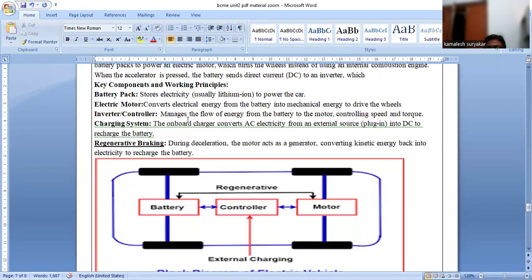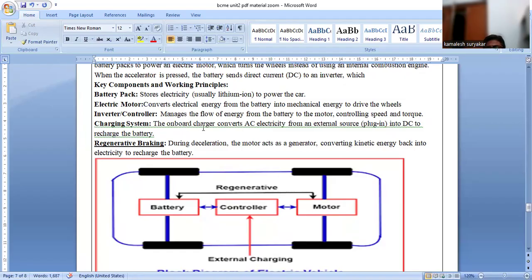So an electric motor is used, which converts the electrical energy from the battery into mechanical energy. This mechanical energy drives the back wheel, so that is kept in the back wheel. Now the controller and inverter manage the flow of energy between the battery and the motor. So they are controlling both the things.